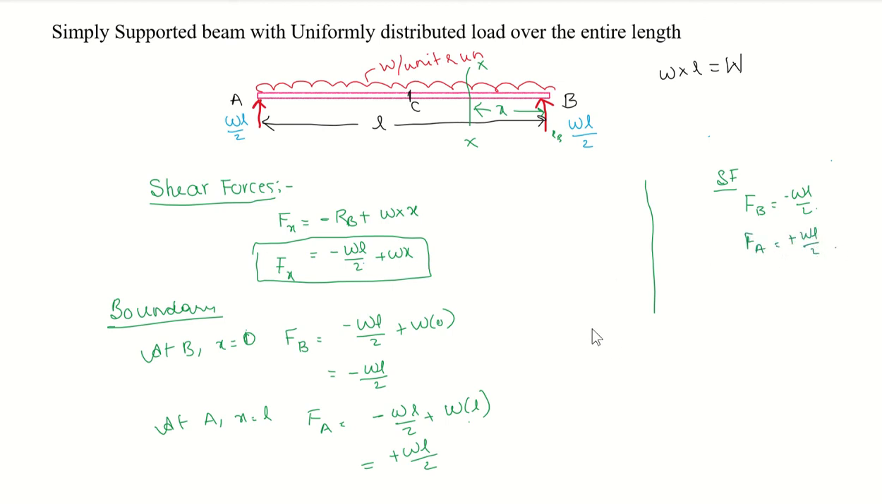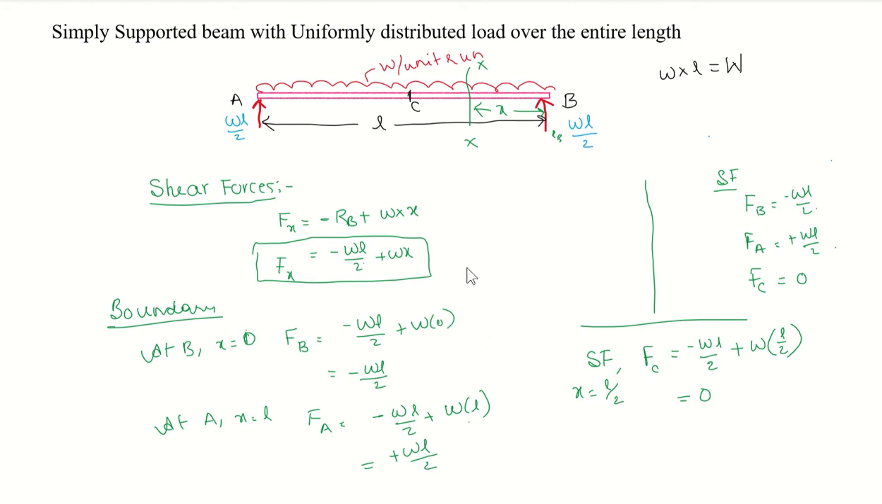So let us also try to find out the shear force at the midpoint. Okay, so FC, I'll say, is the shear force at the midpoint. What happens? The X value will be half of the length, L by 2, right? At this point, I will substitute L by 2 in place of X: minus WL by 2 plus W into L by 2. So plus WL by 2 minus WL by 2 will be 0. Okay, so when we are drawing this shear force, you can understand it much better. So that is actually the shear force.